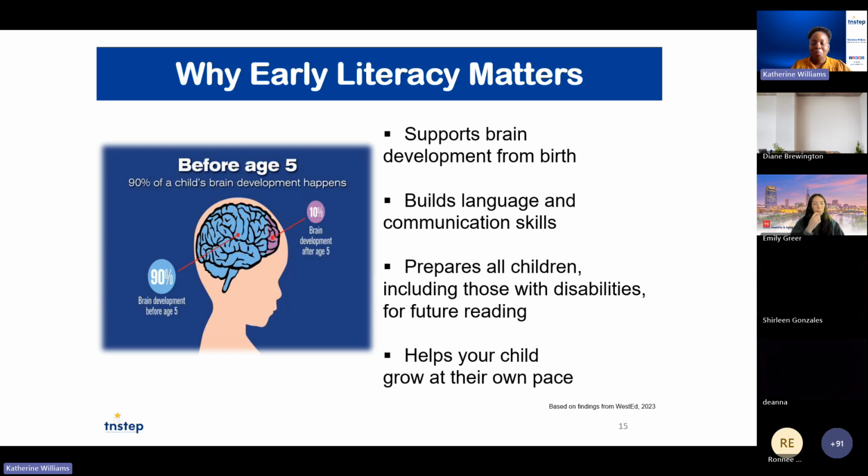I know a lot of people, screen time is a whole other thing. However, screens can help in the long run with helping children if that's something that they are interested in. So you just have to be mindful of how long they are on those screens, but still it's a part of being able to build those early literacy building blocks.